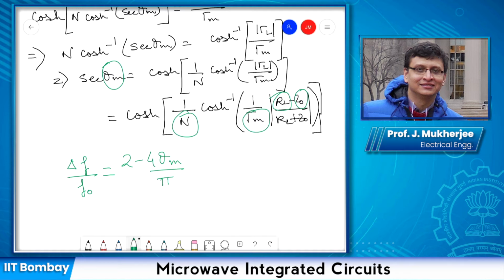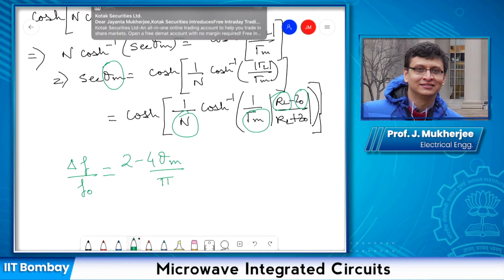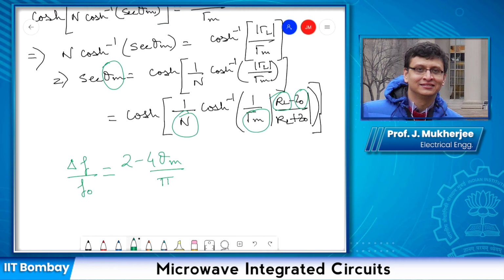So now you may ask, how do I find out the particular order of the matching network, or rather how do I find out the order of the filter that would be most appropriate? So the way to do it is, suppose you have been given a particular value of gamma m that has to be achieved. You know what is RL, you know what is Z0.